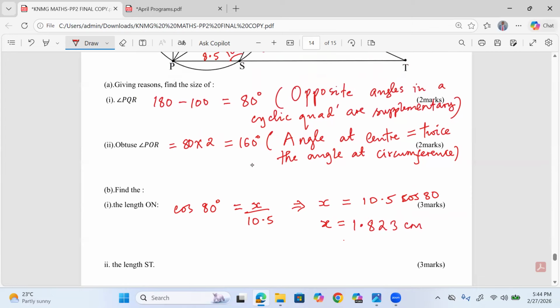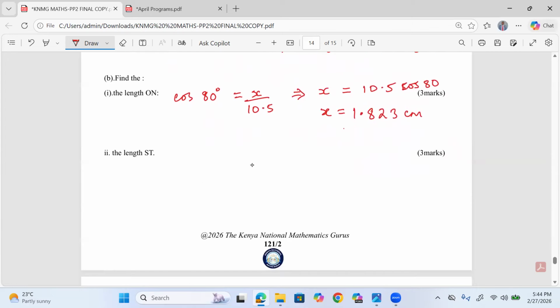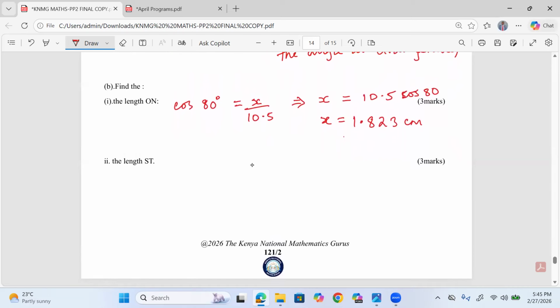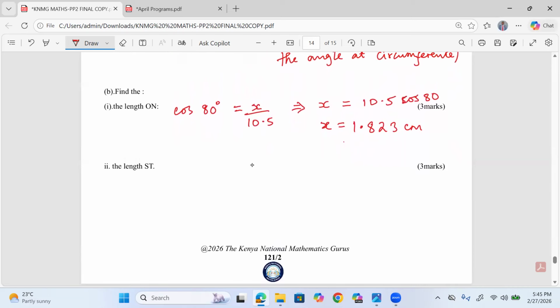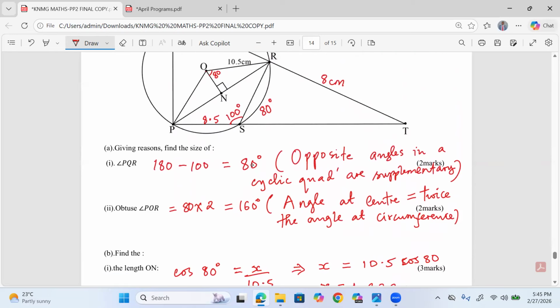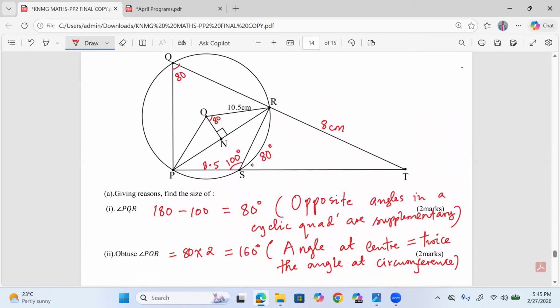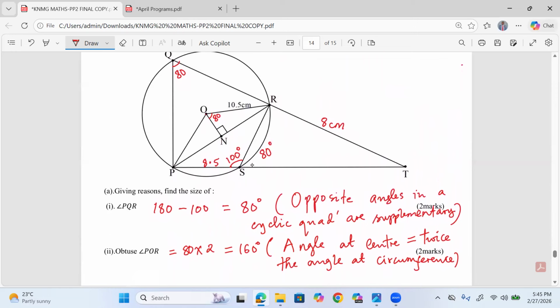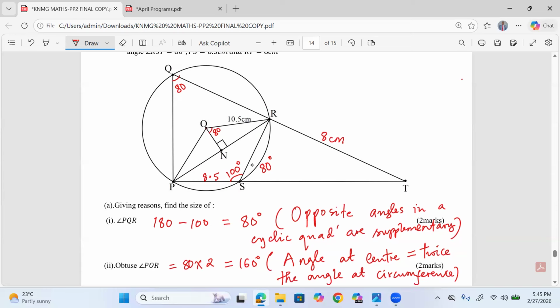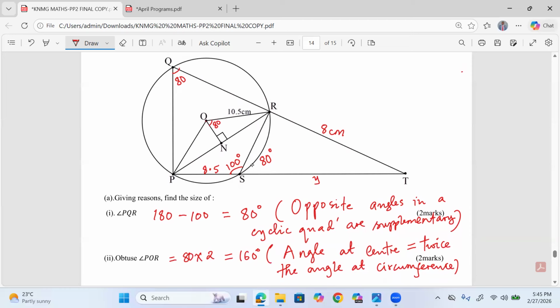centimeters for significant figures accuracy. We are at part 2 of the same question. We need to find the length ST. Where is ST? ST is here. We have ST as this point. Can call it length Y.